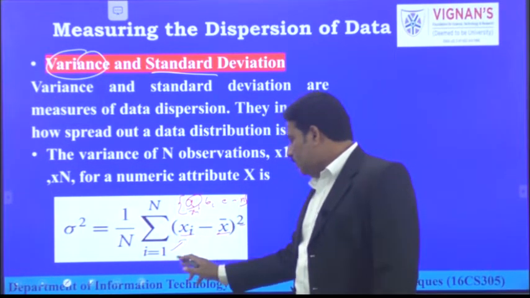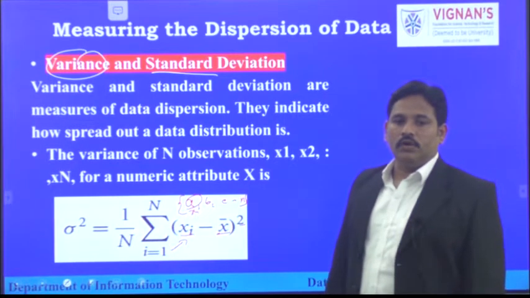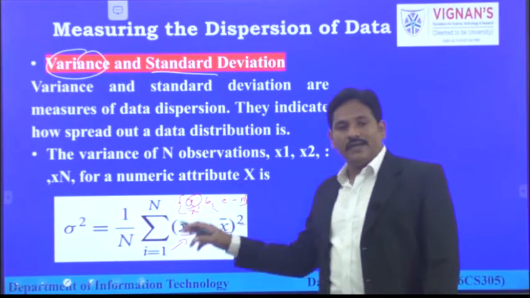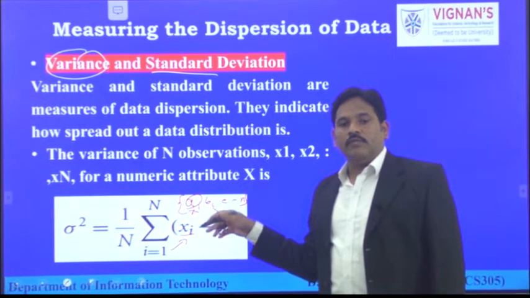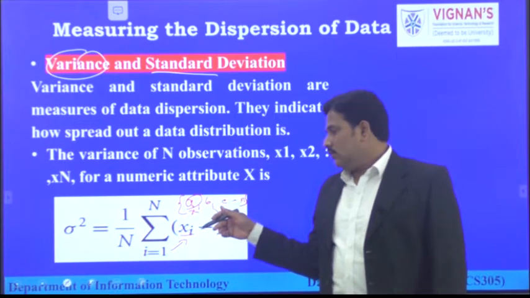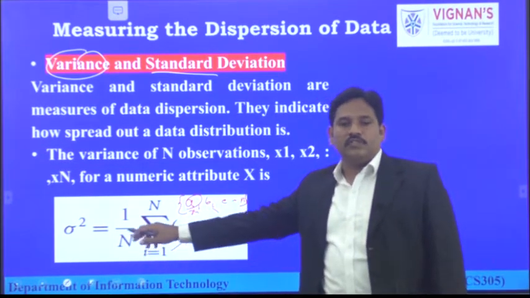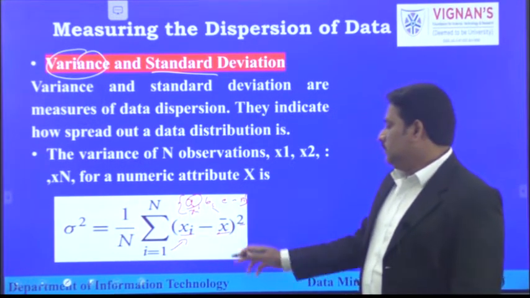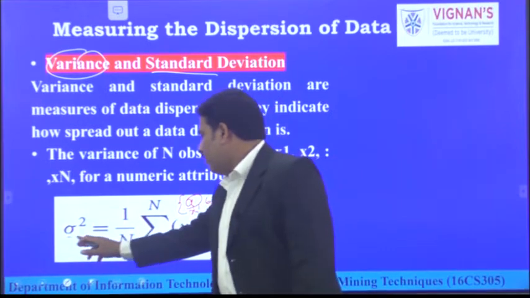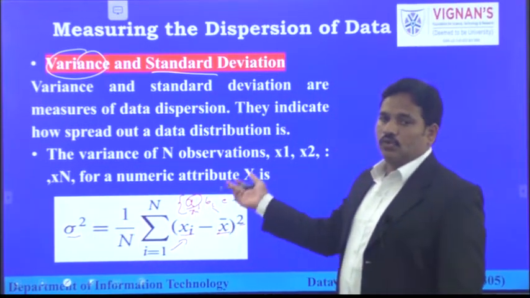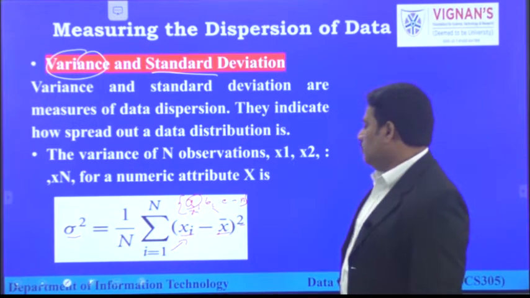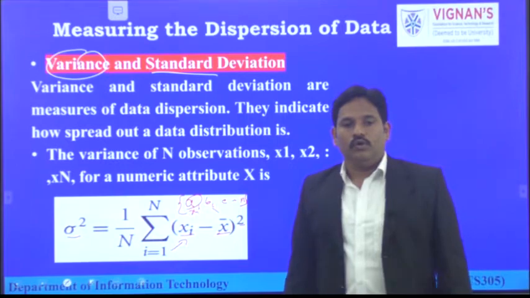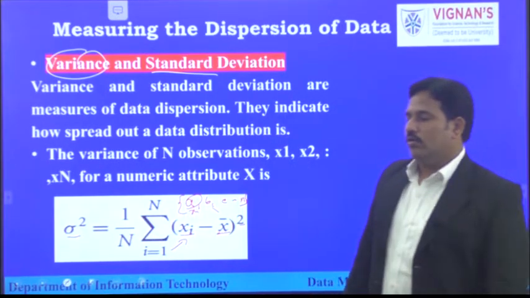And we are repeating this process for all the values. Sigma i equal to 1 to n, xi minus x bar whole square. Once the summation is completed, we are taking the sum of squares divided by the total number of elements which participated in the given data set, that is capital N. So you will get sigma square, that is variance. If you apply the square root, you will get standard deviation. The formula for sigma square equal to 1 by n into sigma i equal to 1 to n, xi minus x bar whole square.